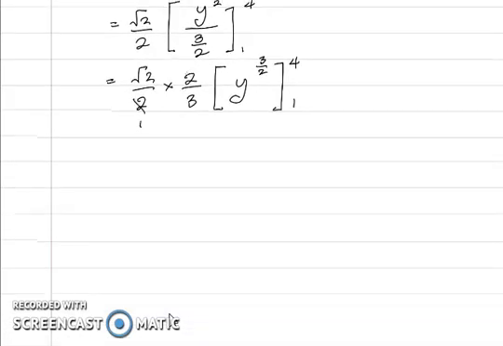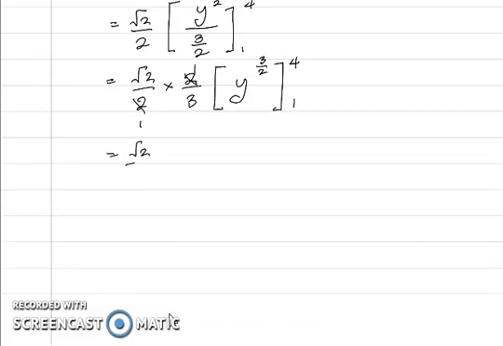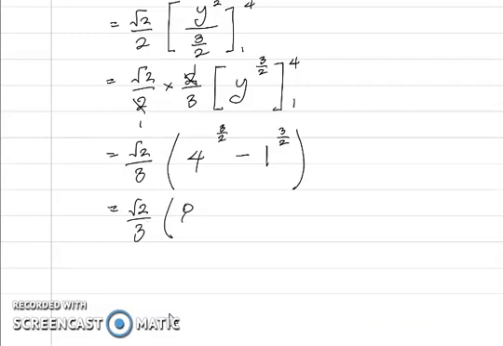So the 2 here cancels the 2 here. So now I have root 2 over 3. And in bracket, I'm going to have 4 raised to the 3 over 2 power minus 1 raised to the 3 over 2 power. Now, a fractional index 3 over 2 means that the root is 2 and the power is 3. The square root of 4 is 2 and 2 raised to the third power is 8. So of course what I have is root 2 over 3, and in bracket this is 8, minus 1 raised to any power is 1. So what I have here is root 2 over 3 multiplied by 7.